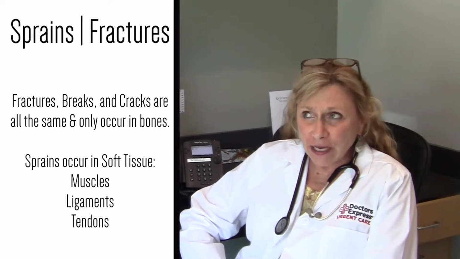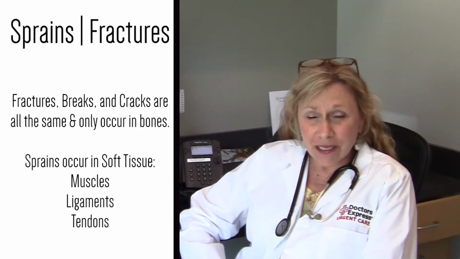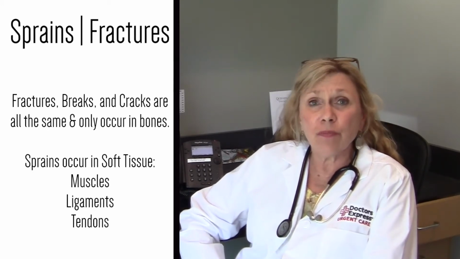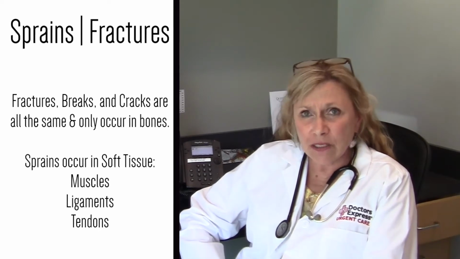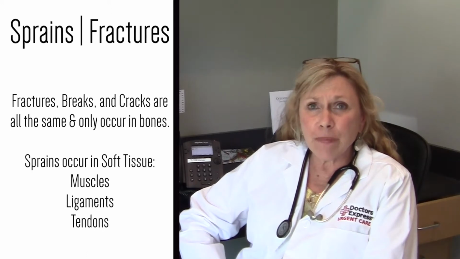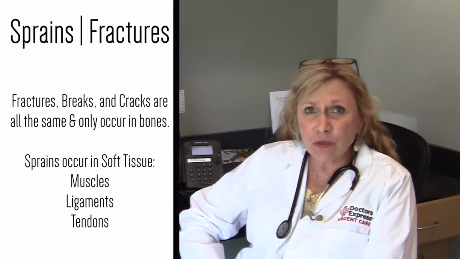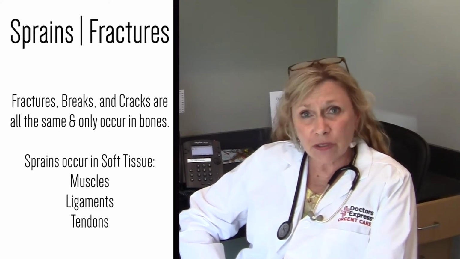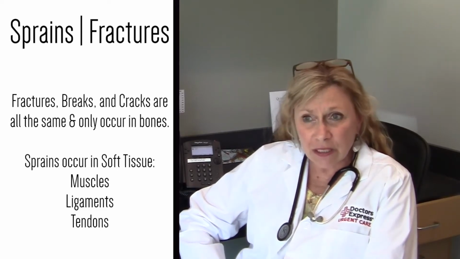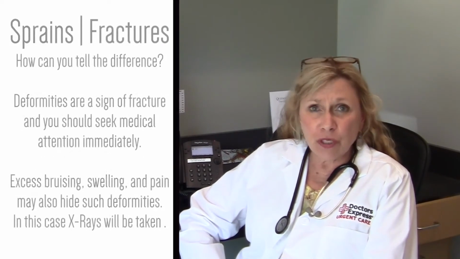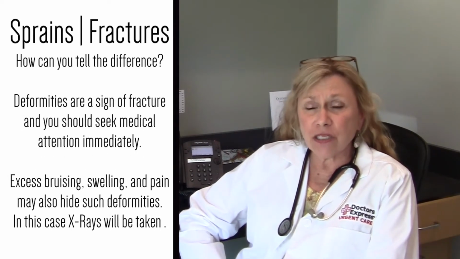First of all, a fracture is the same as a break or a crack, and it only applies to bones. Bones can be fractured. Sprains apply to soft tissues, either ligaments, which connect bone to bone, tendons, which connect bone to muscle, or muscles. You can sprain muscles, you can sprain ligaments, and you can sprain tendons. How do you distinguish between a fracture and a sprain?